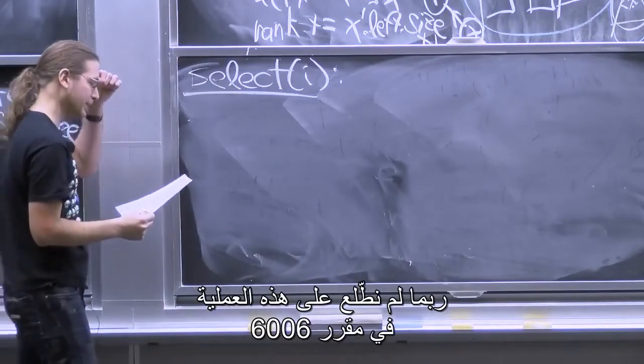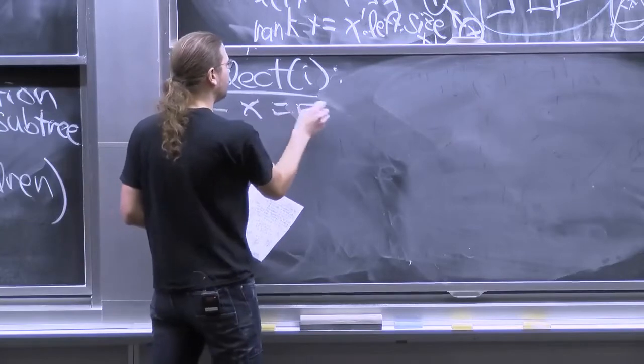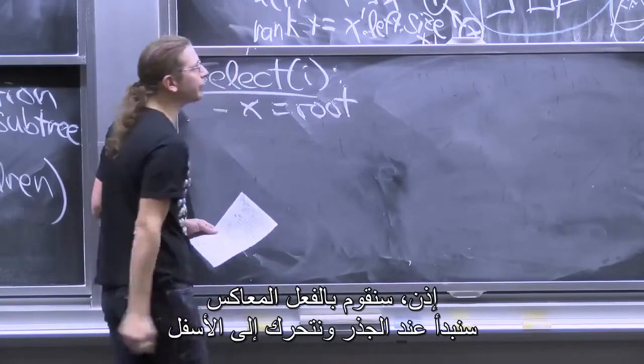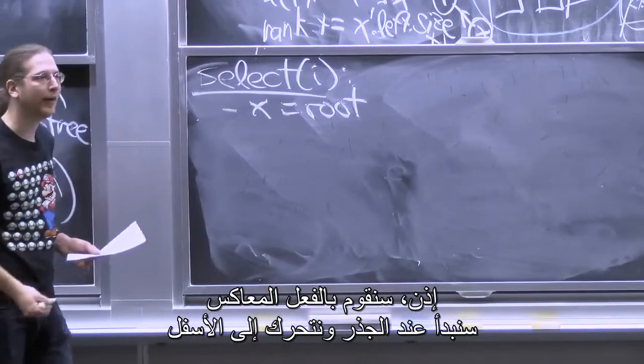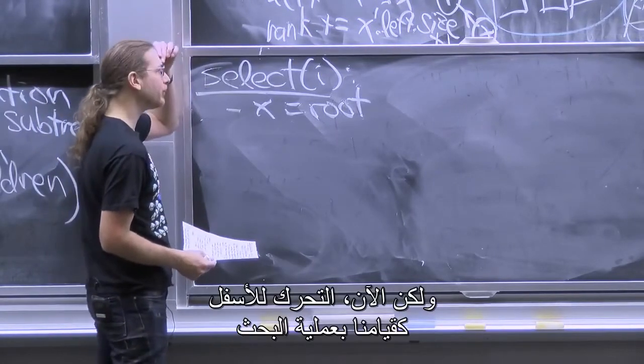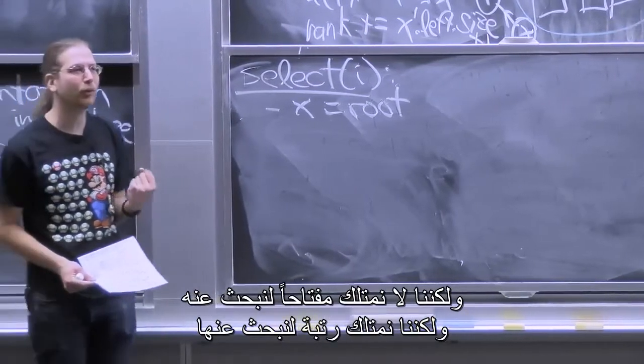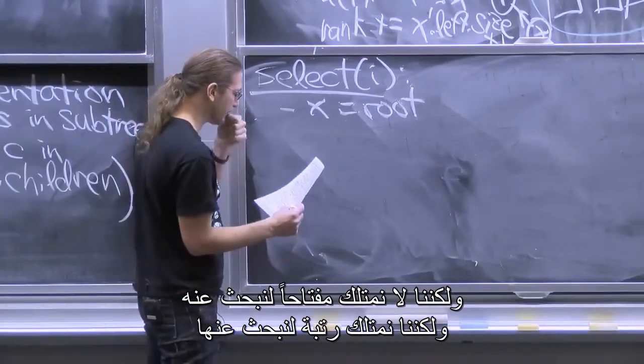This you may not have seen in 006. So we're going to do the reverse. We're going to start at the root, and we're going to walk down. Sounds easy enough. But now, walking down is kind of like doing a search, but we don't have a key we're searching for. We have a rank we're searching for.